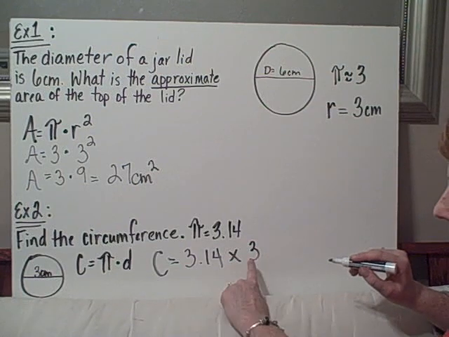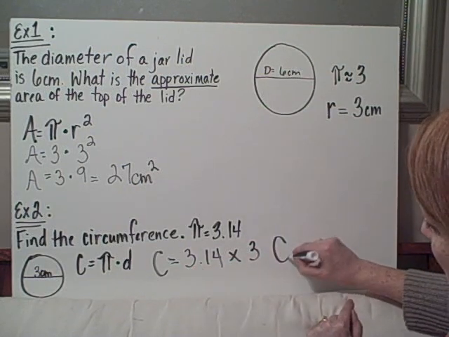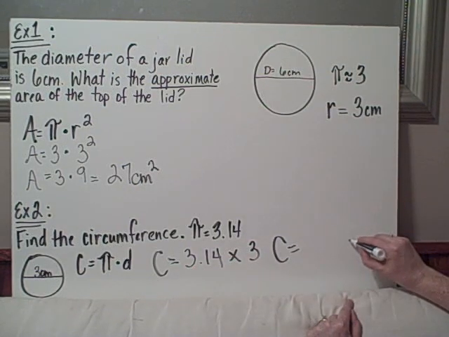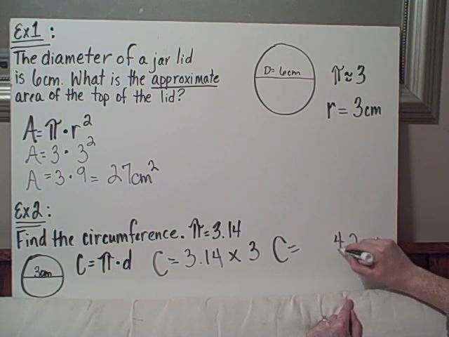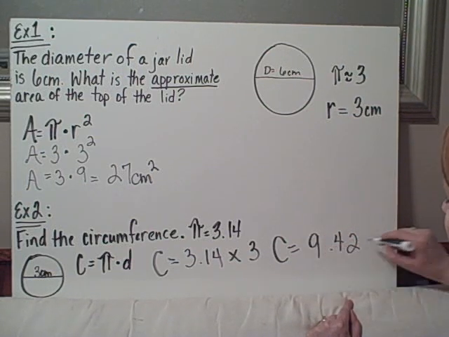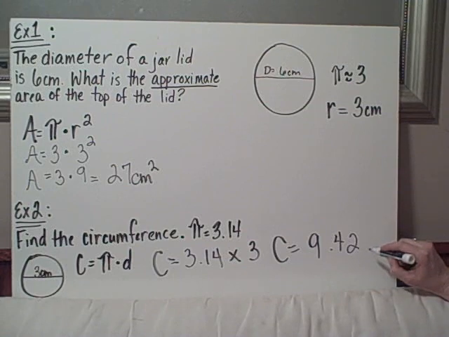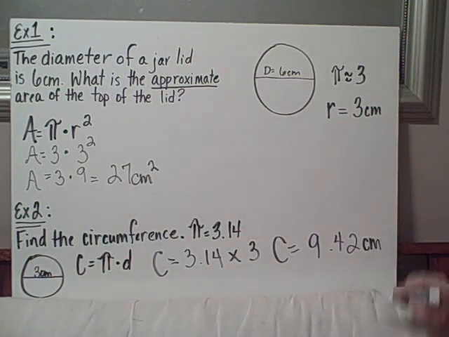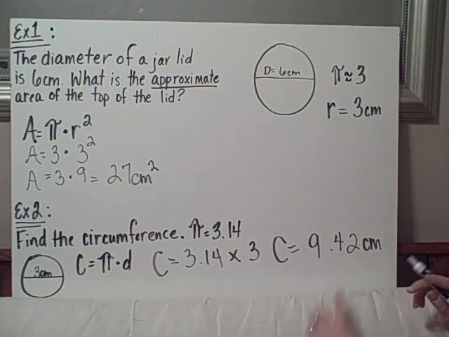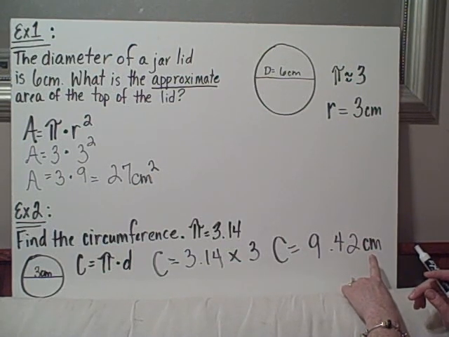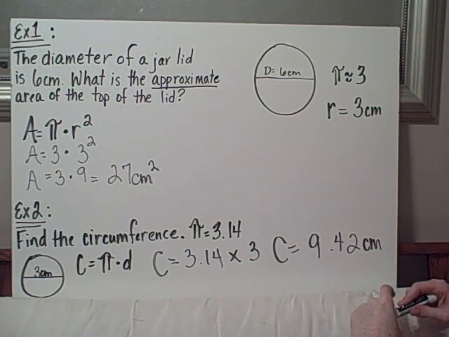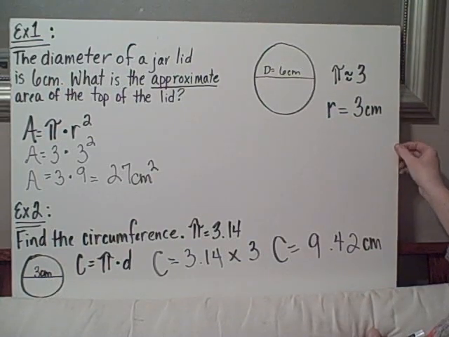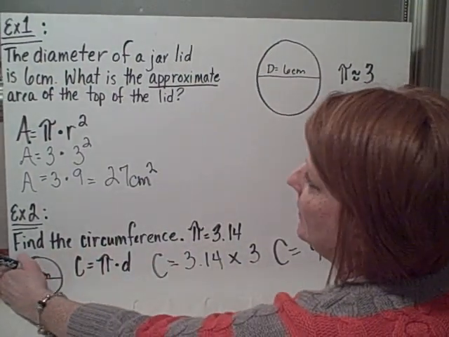If I multiply these two together, my circumference ends up being 9.42. Again, we're in centimeters. And since we're only finding circumference, which is the same as perimeter, we do not need to square it. We just leave it in centimeters. Moving on to our last example.